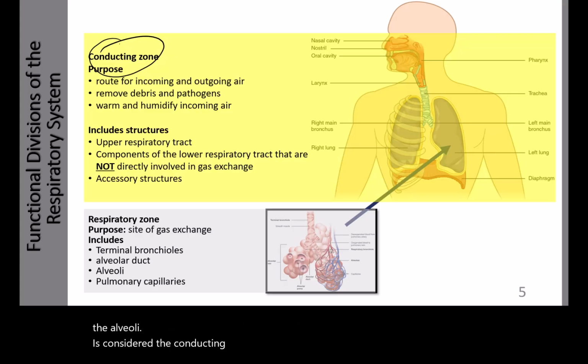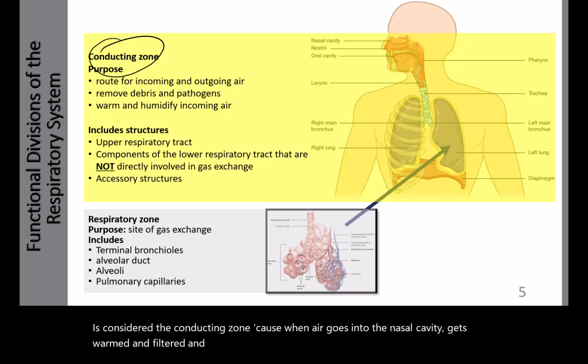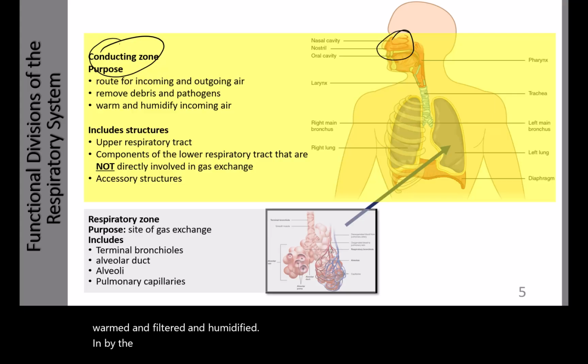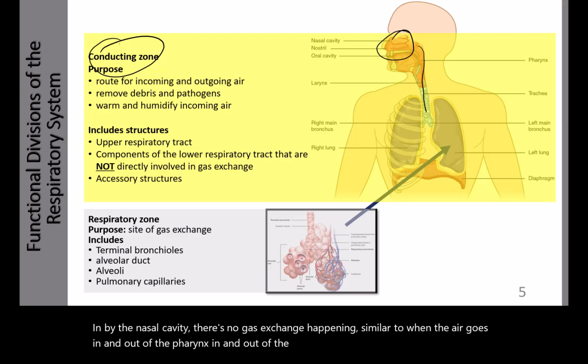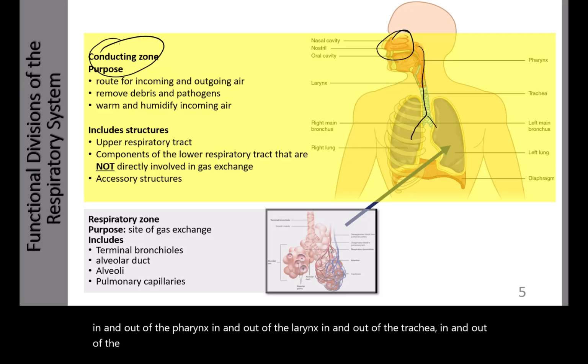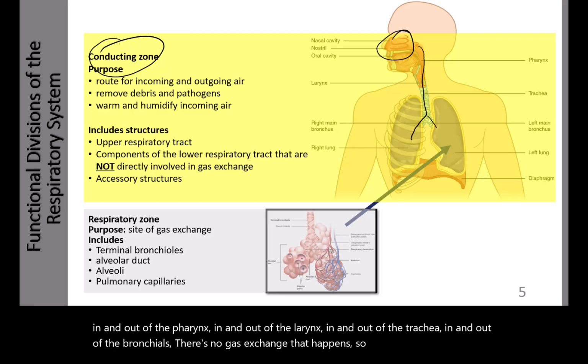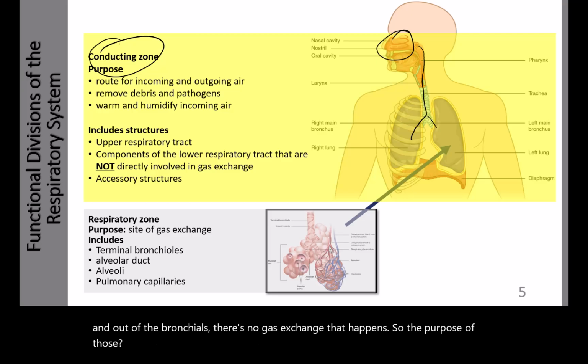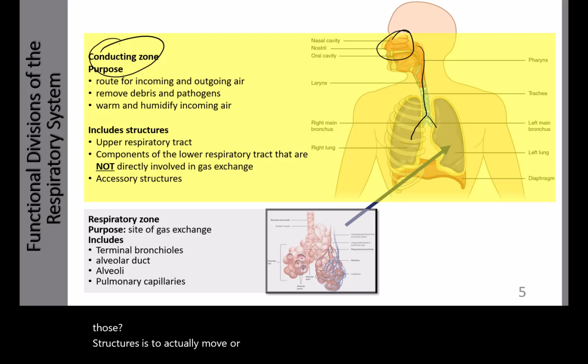Because when air goes into the nasal cavity, gets warmed and filtered and humidified by the nasal cavity, there's no gas exchange happening. Similar to when the air goes in and out of the pharynx, in and out of the larynx, in and out of the trachea, in and out of the bronchioles, there's no gas exchange that happens. So the purpose of those structures is to actually move or conduct air in and out of the lungs, right?